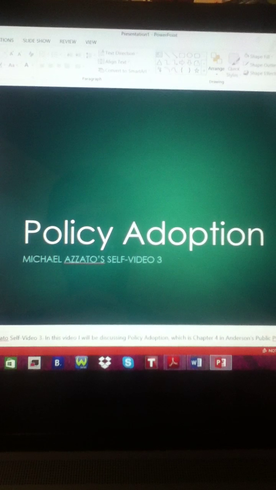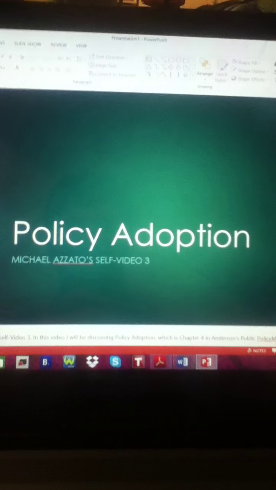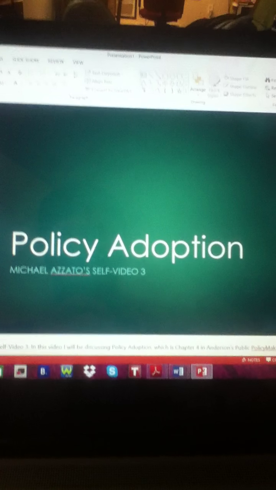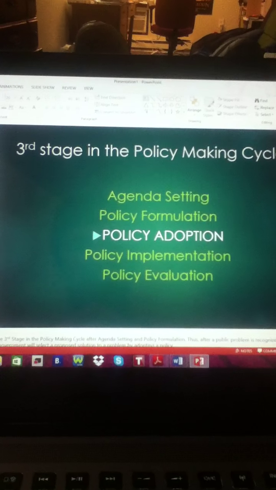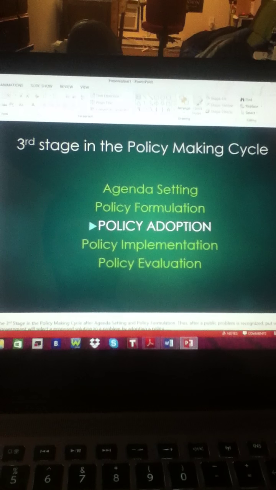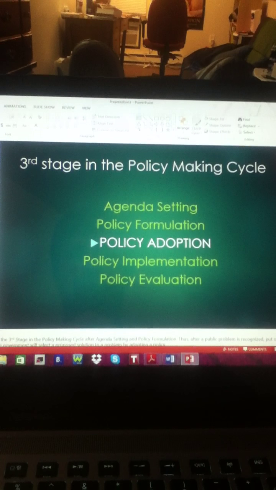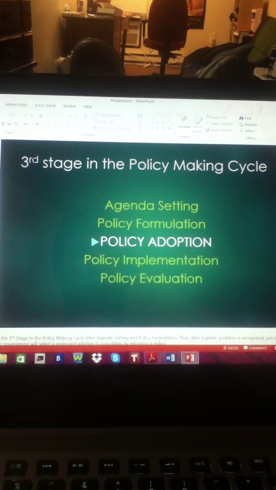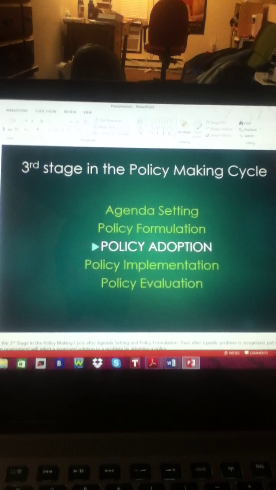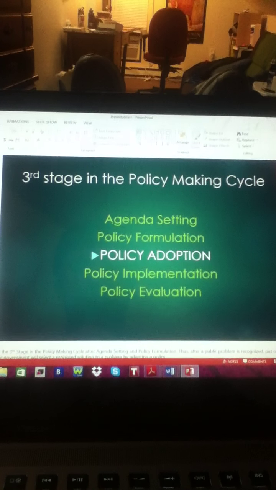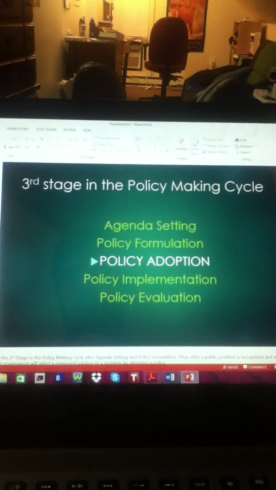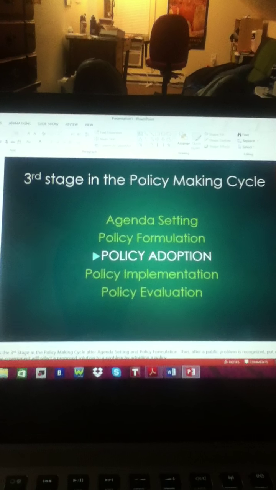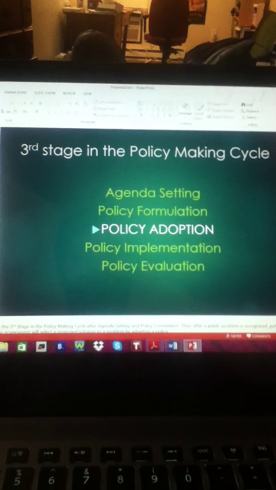This video will focus on policy adoption, which is Chapter 4 in Anderson's Public Policy Making. Policy adoption is the third stage in the policy-making cycle, after agenda setting and policy formulation. Thus, after a public problem is recognized, put on the government's agenda, and proposals are formulated, the government will select a proposed solution to a problem by adopting a policy.